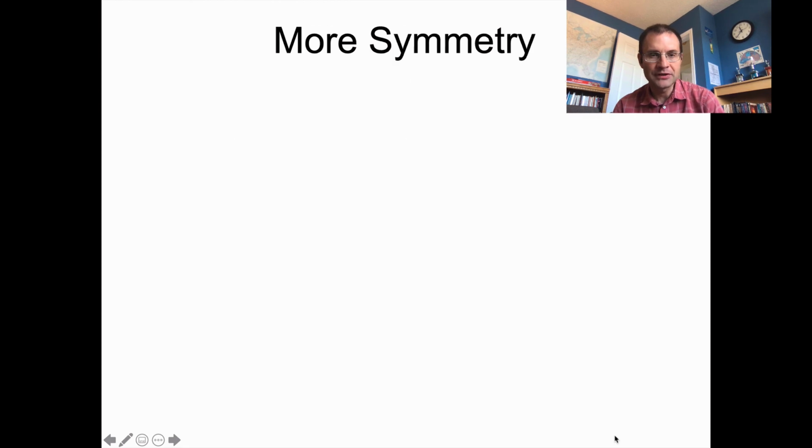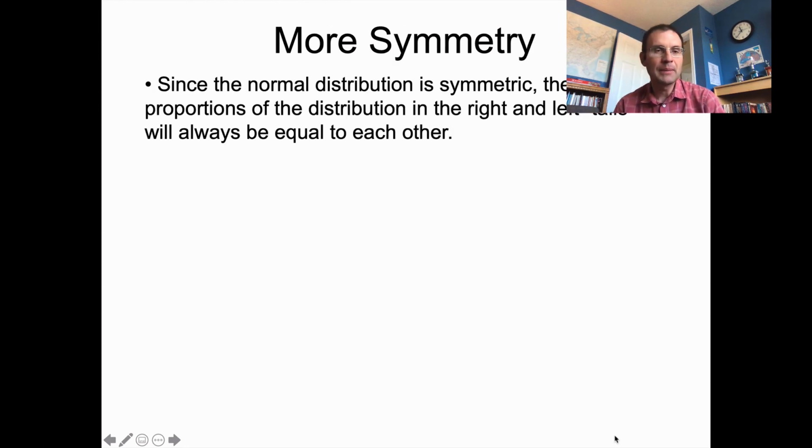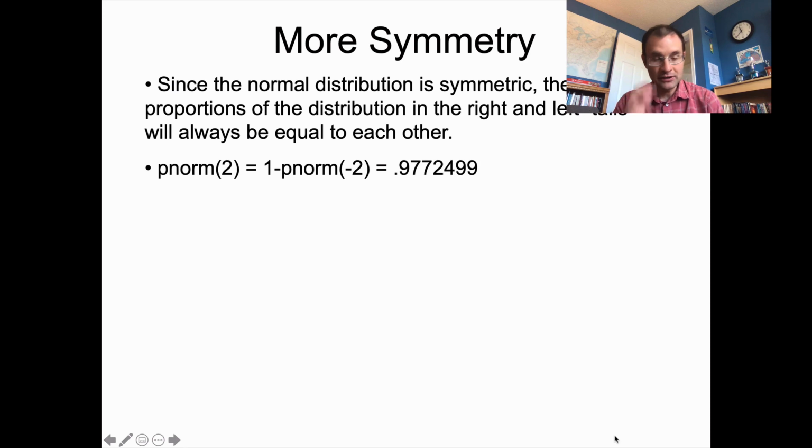Okay, just got a couple more slides here. Remember that since the normal distribution is symmetric, the proportions of the distribution in the right and left tails will always be equal to each other. So we just talked about pnorm of 2.